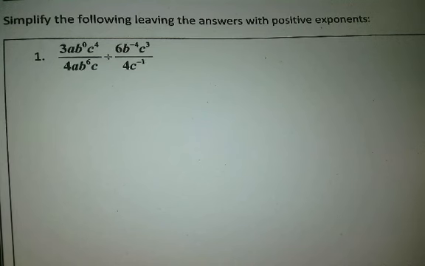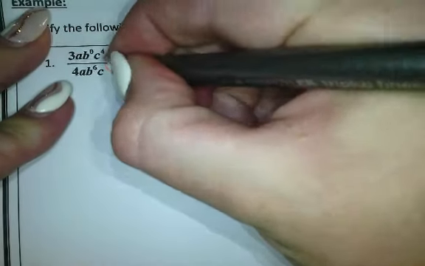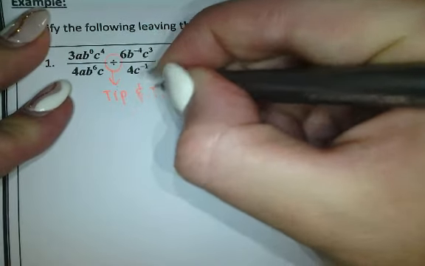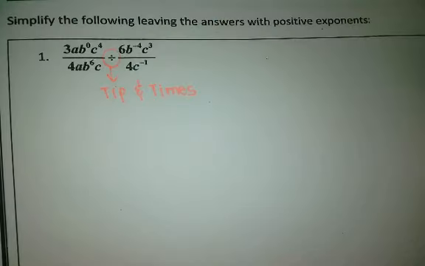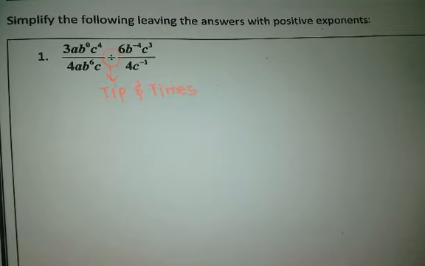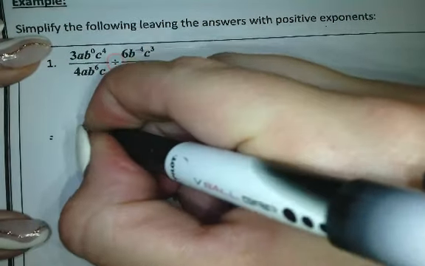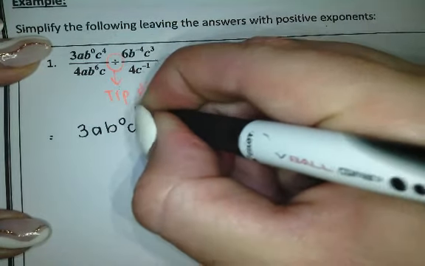We've got division over here, right? And what do we know about division? What does this tell me? This tells me we must tip and times. Okay, tip and times. So we're going to have 3a, b to the power of 0, c to the power of 4.